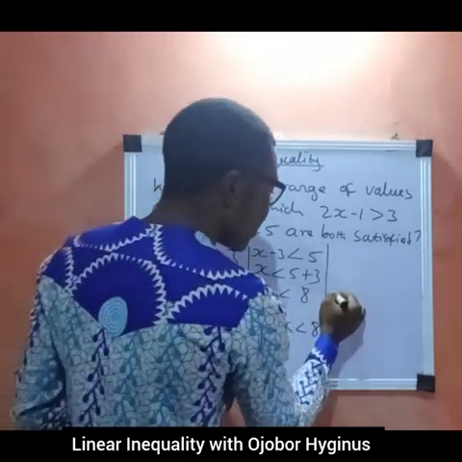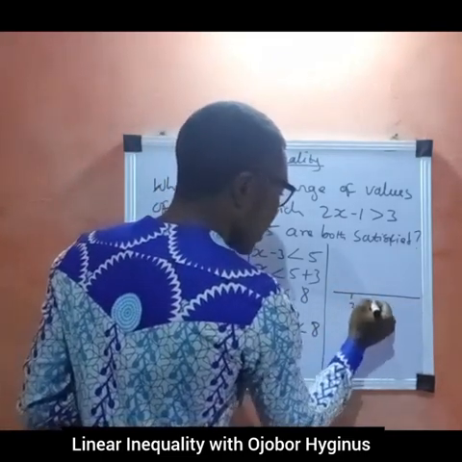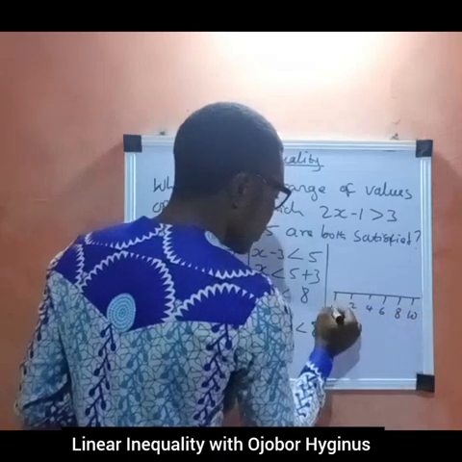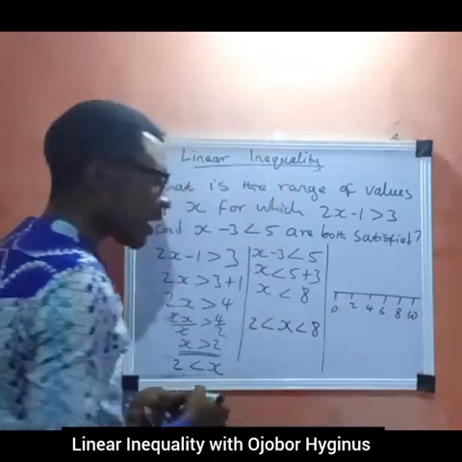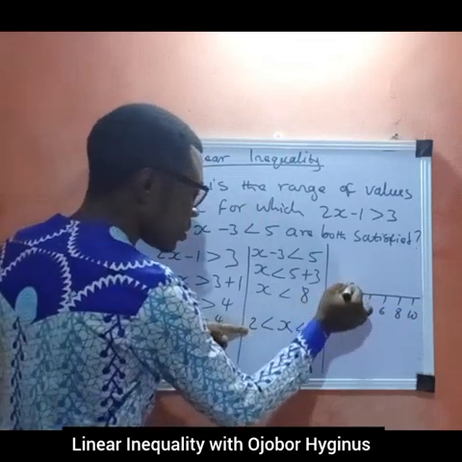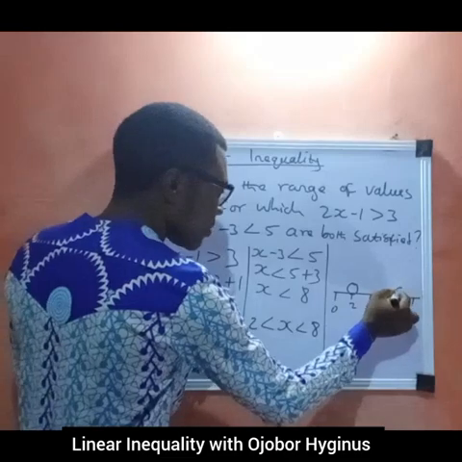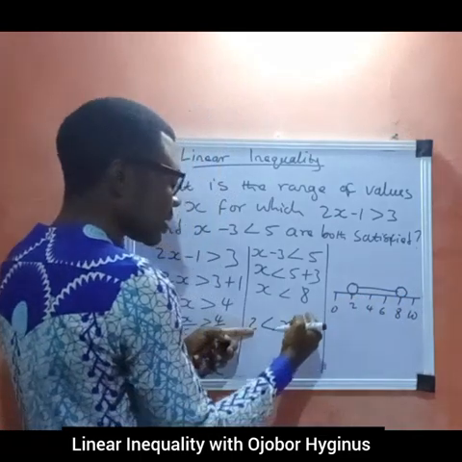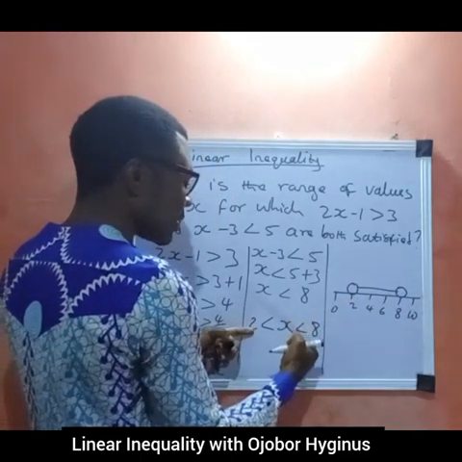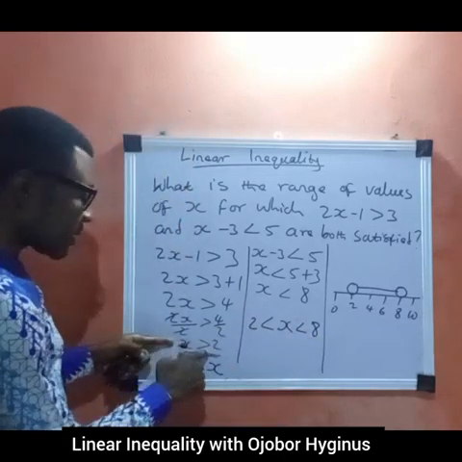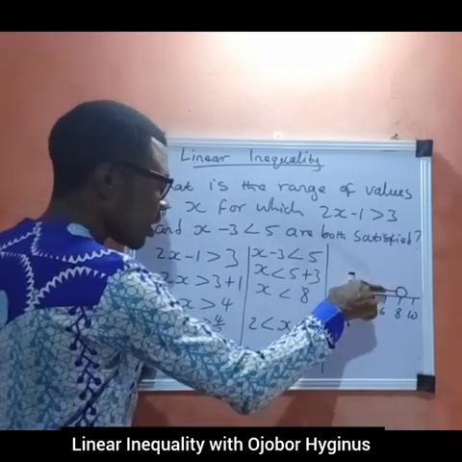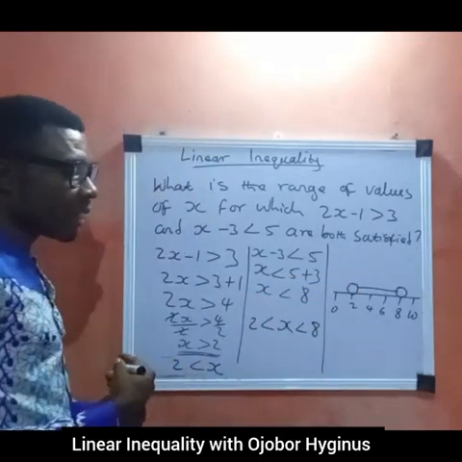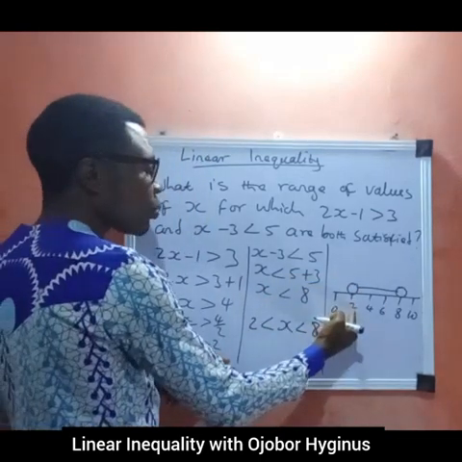If I am to represent this on a number line, I have 2, maybe 4, 6, 8, 10. This one is 2, this one is 8. Then I will join them together because 2 is less than x and x is less than 8. Like I said here, x is greater than 2, that means 2 greater than is this way. And here x is less than 8, 8 less than is this way, and they will meet, and you have this kind of number line. So the range of values is between 2 and 8.